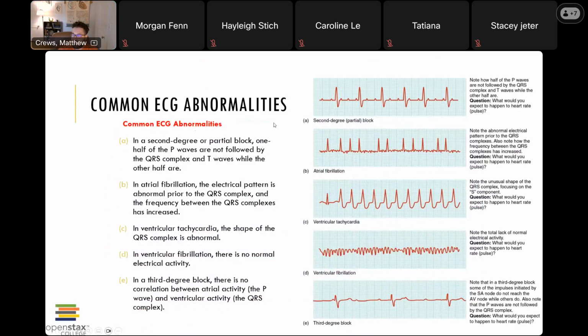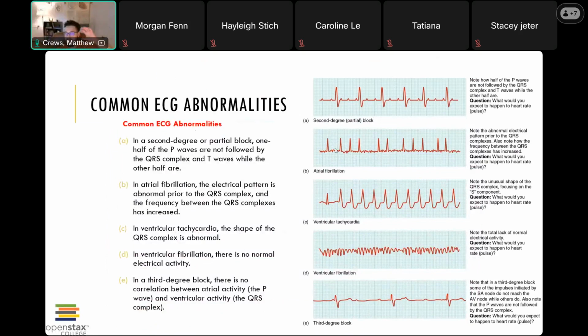Common ECG abnormalities. Okay, so there's blocks that can happen. There's fibrillations that can happen. So atrial fibrillation. If your atria are fibrillating, that's not good. It's not as bad as if your ventricles are. Atrial fibrillation is not great either.